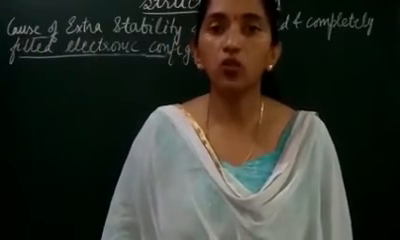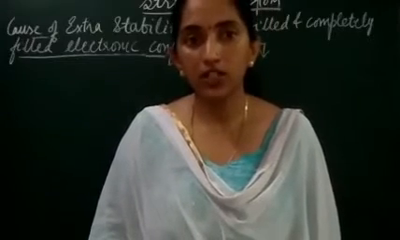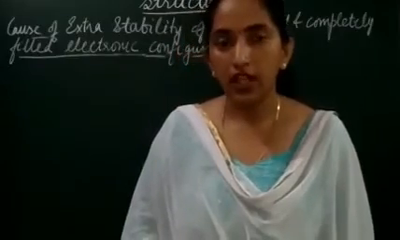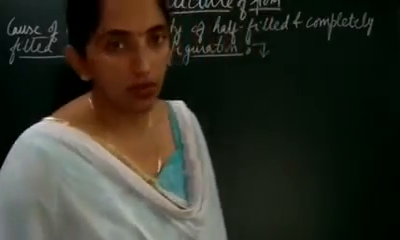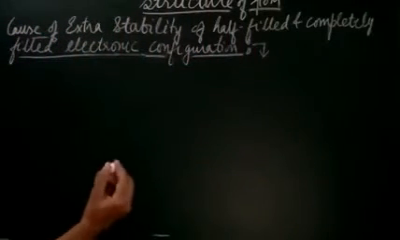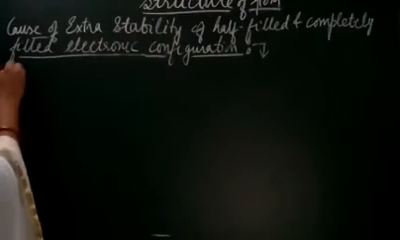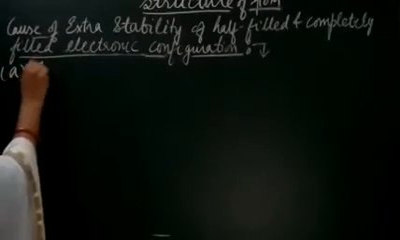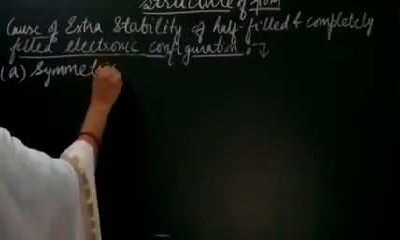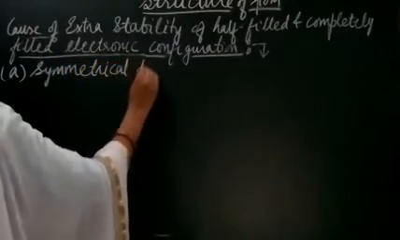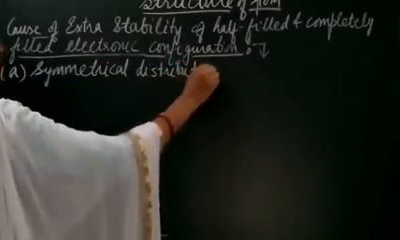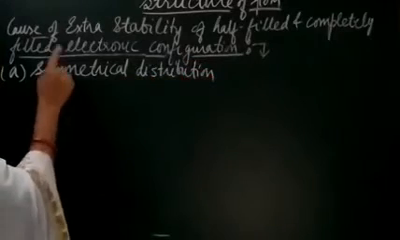So students, we have two causes of it. First is symmetrical distribution, and the second one is the stability due to exchange energy. Now the first one, that is symmetrical distribution, right? So the first cause of extra stability of half filled or completely filled electronic configuration is symmetrical distribution, right? So the half filled.